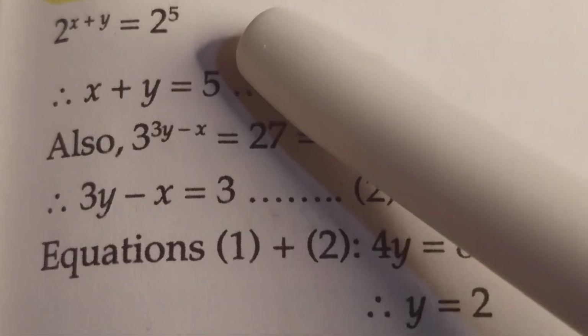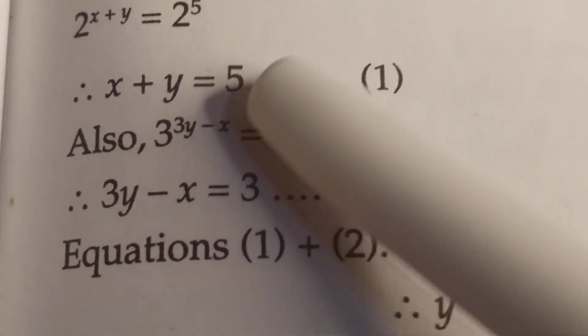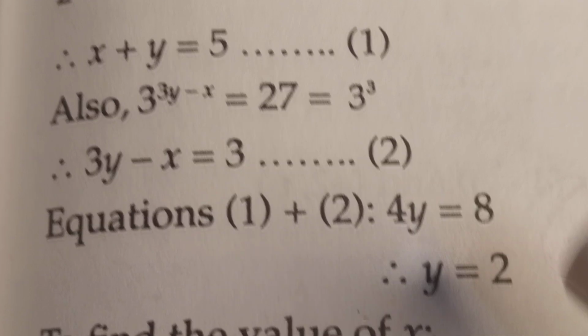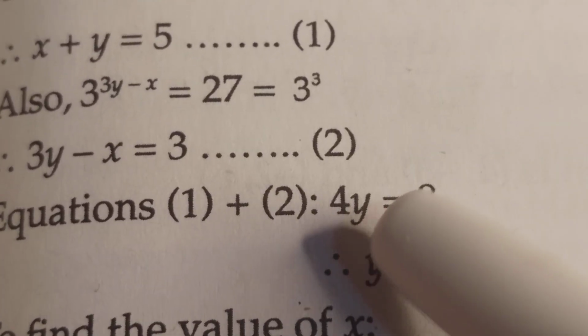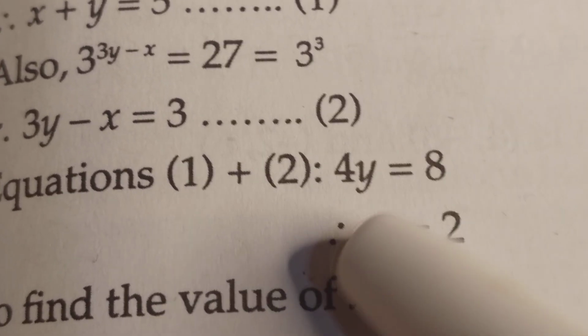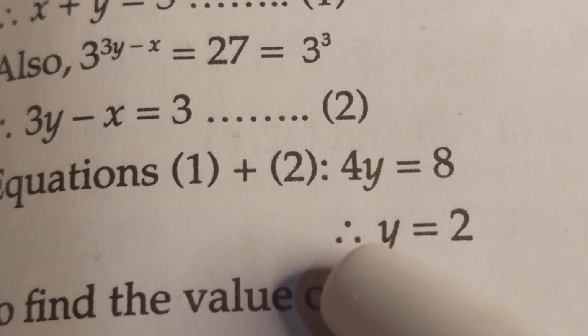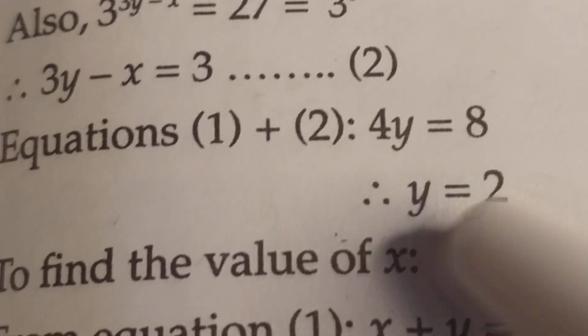Then you have from equation 1, 5, plus 3 from equation 2, you will have 8. So we now have 4y equals 8. What will y be? Put over 4 here and put over 4 here. 4 will cancel 4 here, and then 4 cancels 8 here. You have 2. So y is 2.